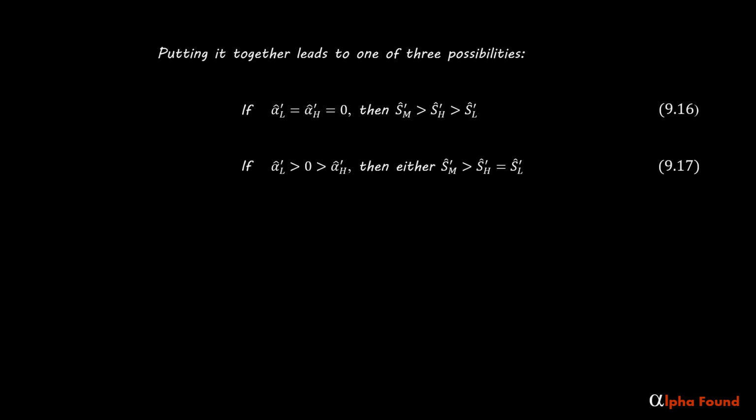Putting it together leads to one of three possibilities. If the alphas are 0, then the Sharpe ratio of the market is greater than the Sharpe ratio of the high CAPM beta portfolio, which is greater than the Sharpe ratio of the low CAPM beta portfolio. If the alpha of the low CAPM beta portfolio is greater than 0, which is greater than the alpha of the high CAPM beta portfolio, either the Sharpe ratio of the market is greater than the Sharpe ratio of the high CAPM beta portfolio, which is equal to the Sharpe ratio of the low CAPM beta portfolio, or the Sharpe ratio of the low CAPM beta portfolio is greater than the Sharpe ratio of the market, which is greater than the Sharpe ratio of the high CAPM beta portfolio.